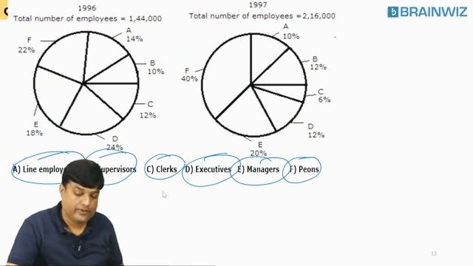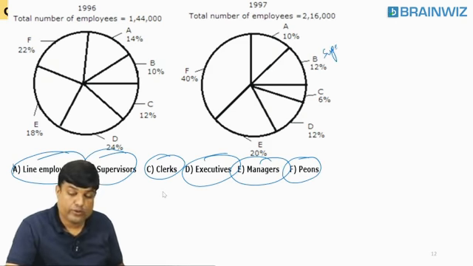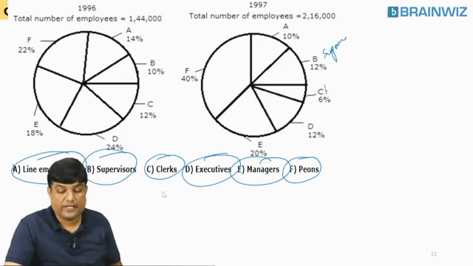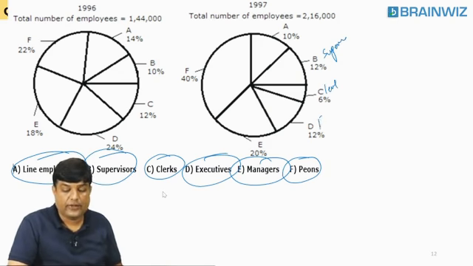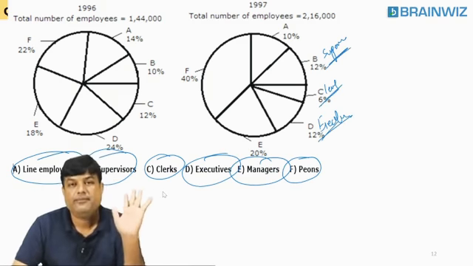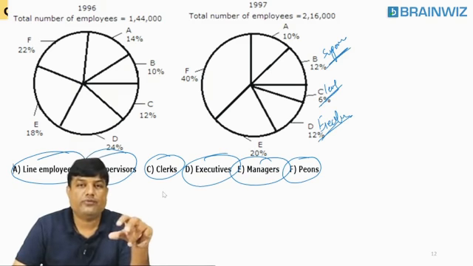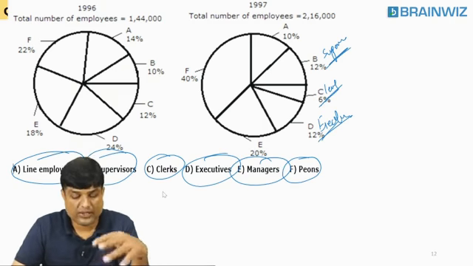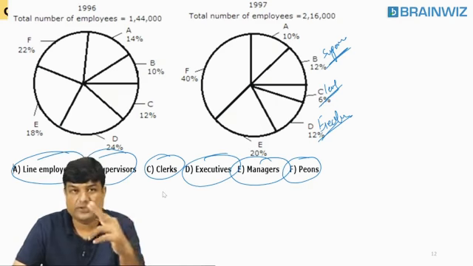He did not write these down here. He should have written B as supervisors, C as clerks, D as executives, all in the graph itself, but he did not. He denoted them A, B, C, D, E, and F. So you should find out the relationship between these codes and these names, and also across the 2 years of the pie chart.